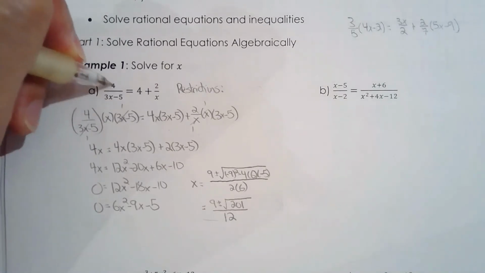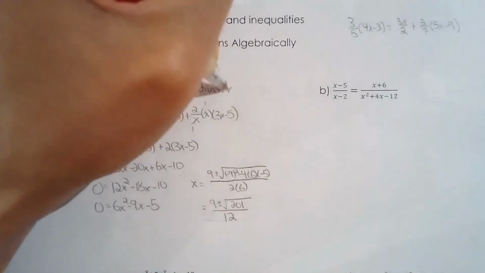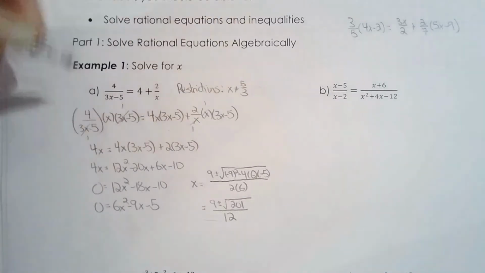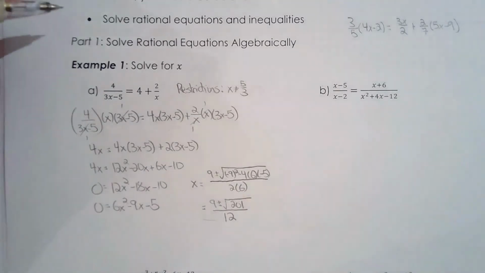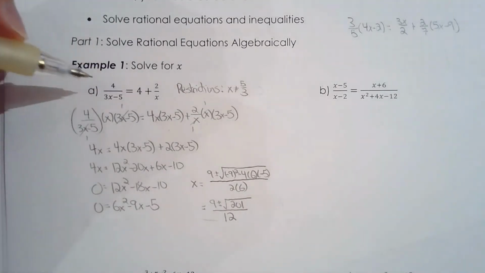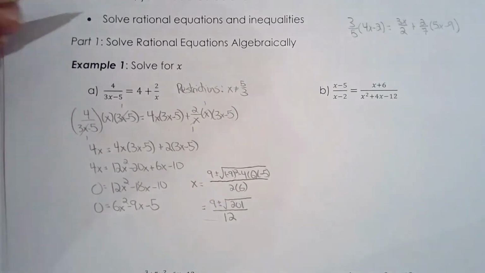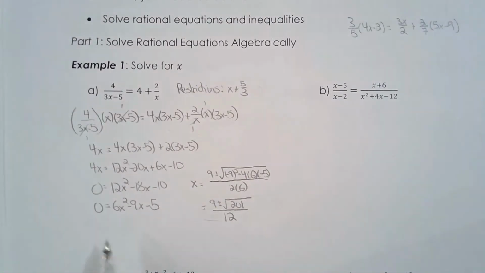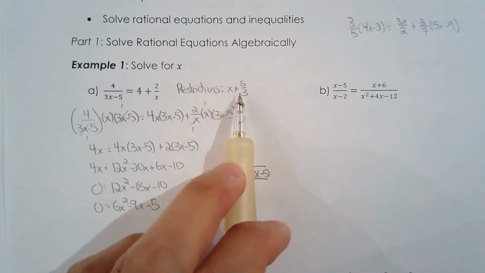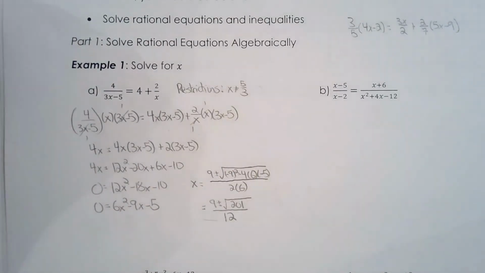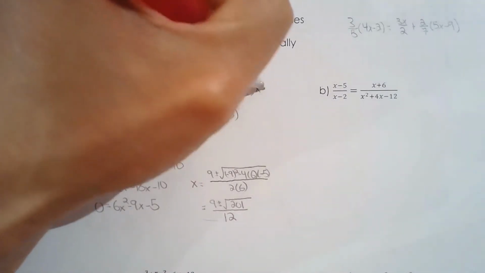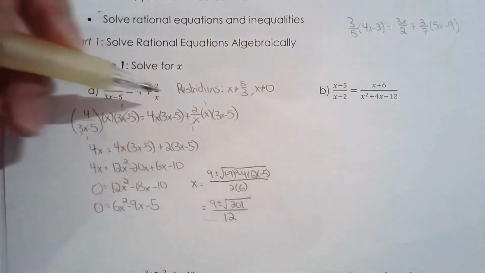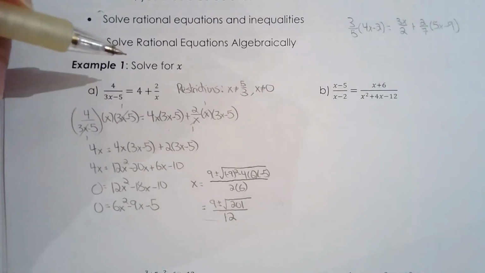So look at this, 4 over 3x minus 5. The restriction for x is 5/3. If we solve for x and it said x equals 5/3, we have to reject that, because if I check left side equals right side, the left side would be undefined if x were 5/3. So if I solve for a root and it matches one of my restrictions, I cannot accept it. I have to reject that root. It's called an extraneous root. There's actually one more restriction in this equation, that's 0. x cannot be 0.